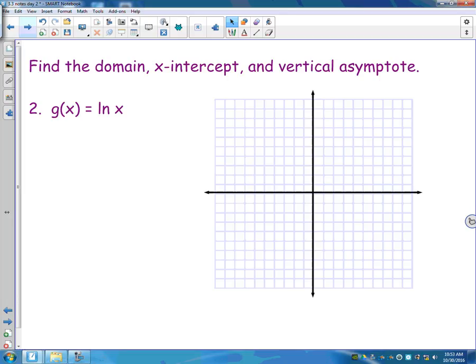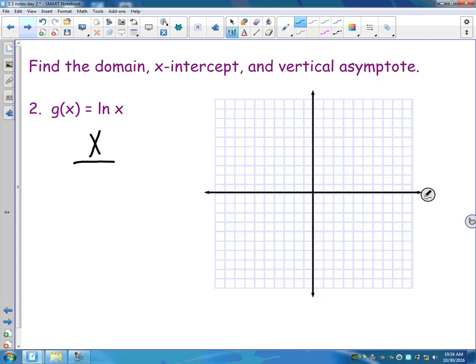So just like talking about e to the x, we want to talk about ln of x, and this would be where you'd want to use a calculator. It says find the domain, the x-intercept, and the vertical asymptotes, and we're going to talk about that in a minute. But remember that ln is just base e, but obviously I wouldn't make you do this without a calculator.